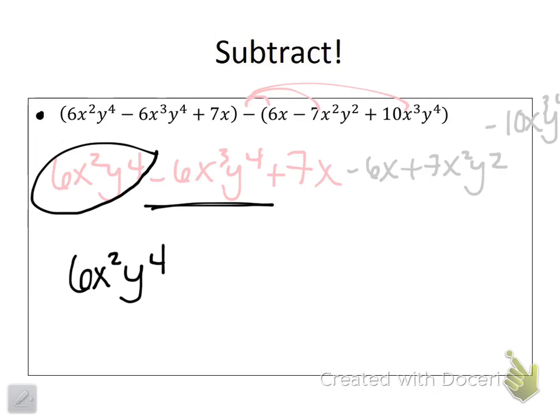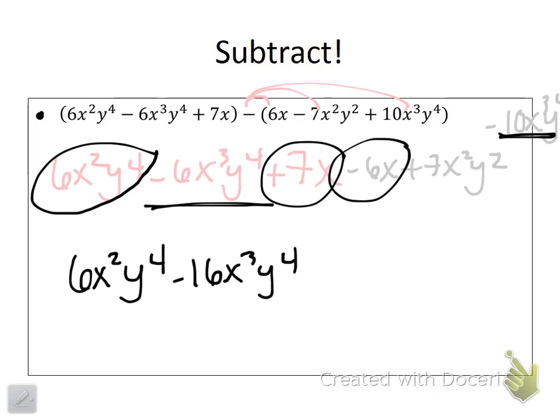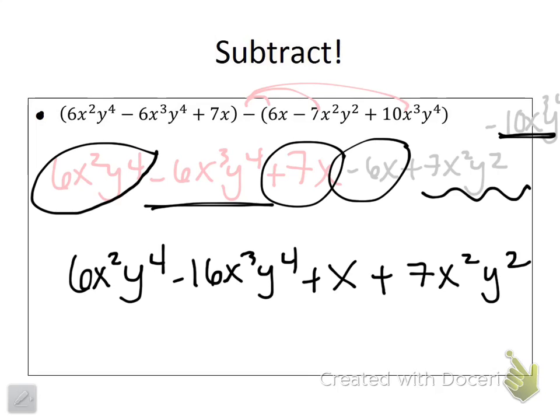Okay, now let's look for x cubed and y to the 4th. It looks like this one. So negative 6 plus negative 10 gives me negative 16 x cubed y to the 4th. 7x and negative 6x gives me a positive x. And then we still have this at the end, which looks like it doesn't have any other buddies to come up with. So we're just going to put 7x squared y squared.